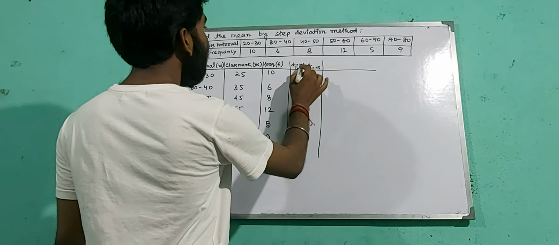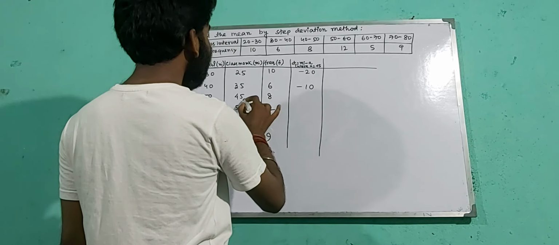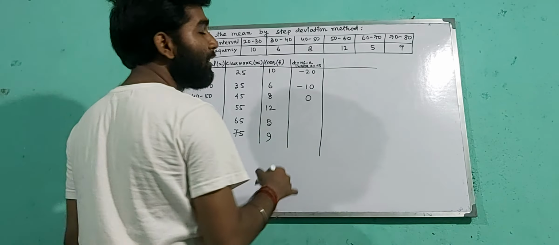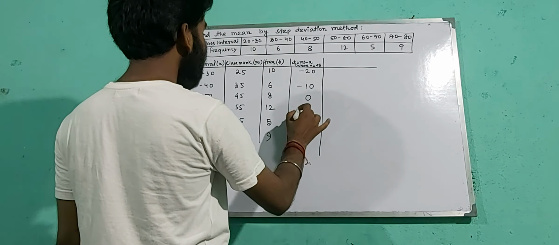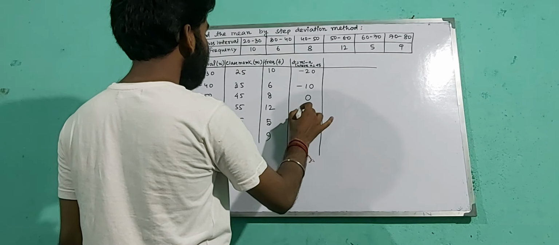Mi minus a. What is mi? 25 minus 45, what will be? Minus 20. Correct? Now 35 minus 45 is minus 10. 45 minus 45 is, you know, 0. 55 minus 45 will be 10. It will be 20 and it will be 30. Understand?